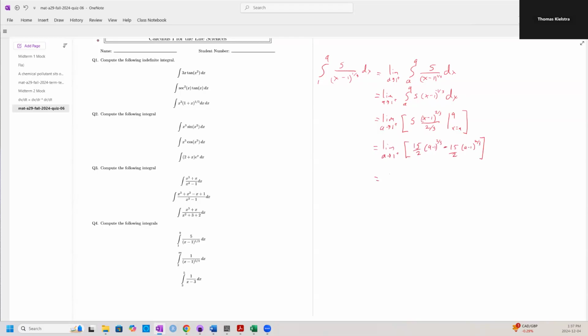which equals 15 over 2 times 8 to the 2/3, minus 15 over 2 times 0 to the 2/3. Now 8 to the 2/3: the cube root of 8 is 2, squared is 4, so it's 15 over 2 times 4 minus, now 0 to the 2/3 is 0, times 15 over 2 is 0, so it equals 30. So we have an area of 30.